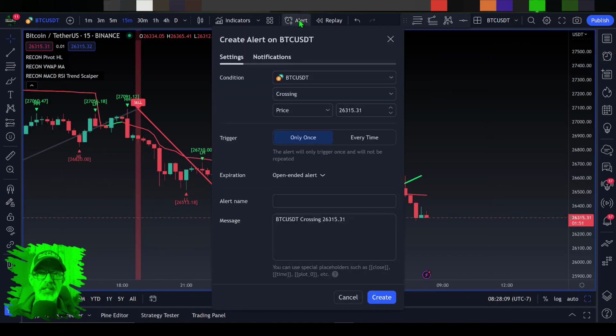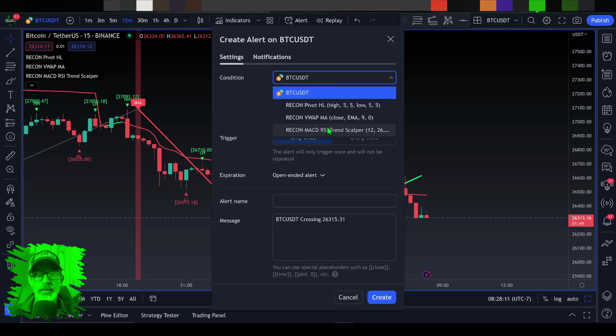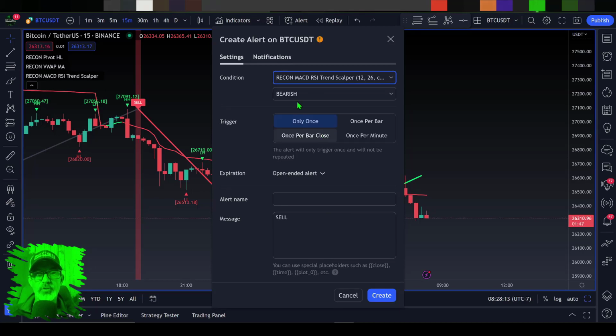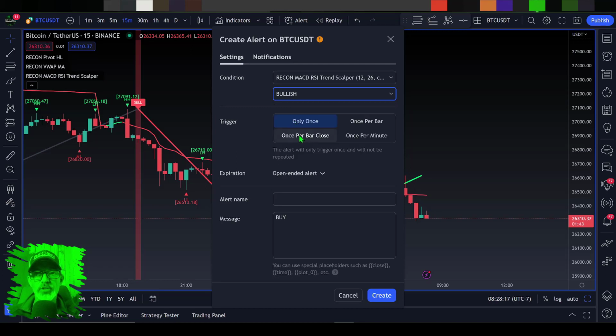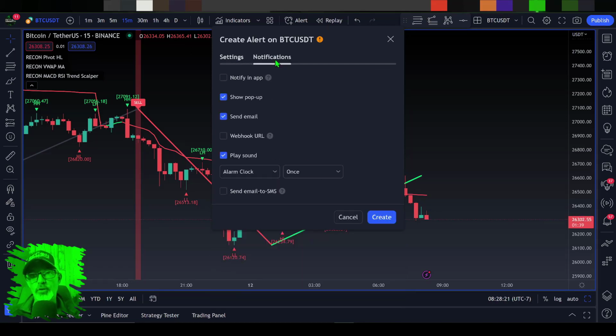And now I just need to add the bullish version of that alert. So again, drop down here to the condition of the alert, change that from bearish to bullish. Once per bar close, open-ended. Also under notifications, I typically have it play a sound. It's just an alarm clock sound that goes off once.